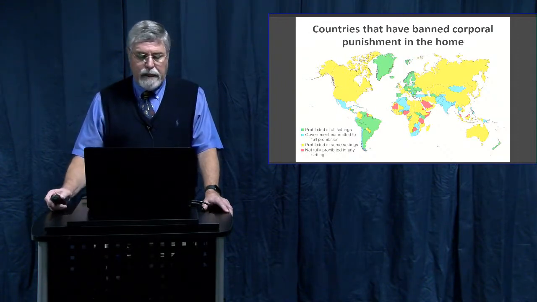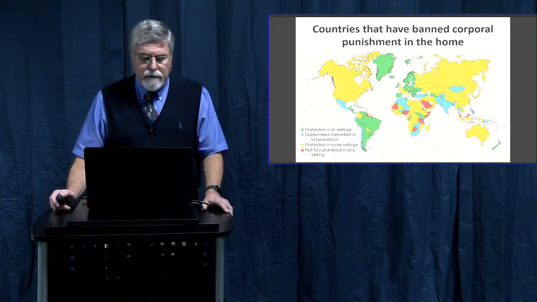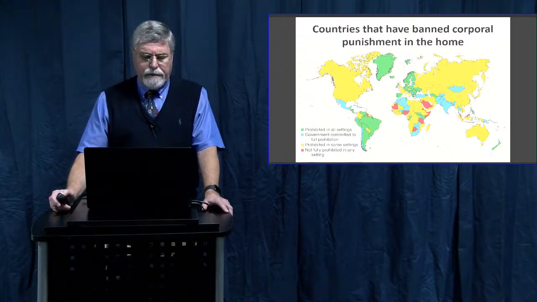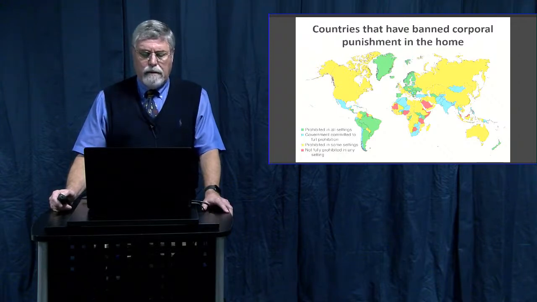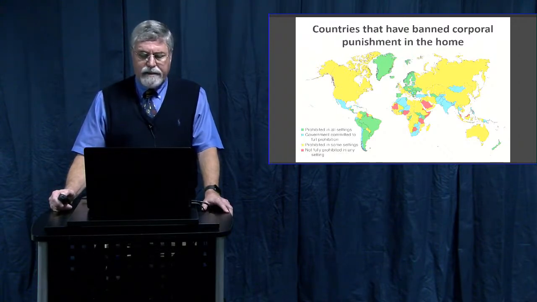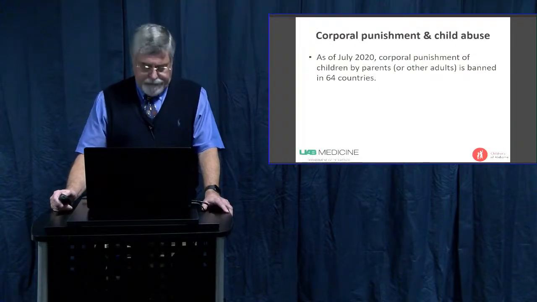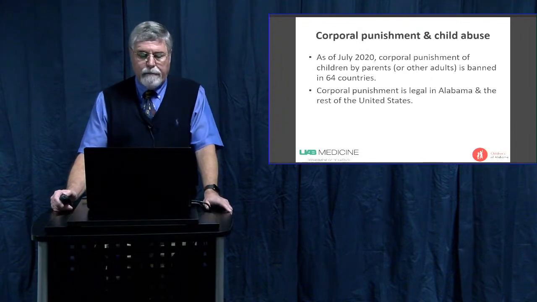In the United States, we ban it in certain school systems, although it's legal in Alabama. It's not used in very many school systems in Alabama, but still there. But in those countries that have banned it in the home, they are seeing declines in physical abuse in the older children. So as of this year, corporal punishment is currently banned in 64 countries, but still legal in the United States and Alabama.